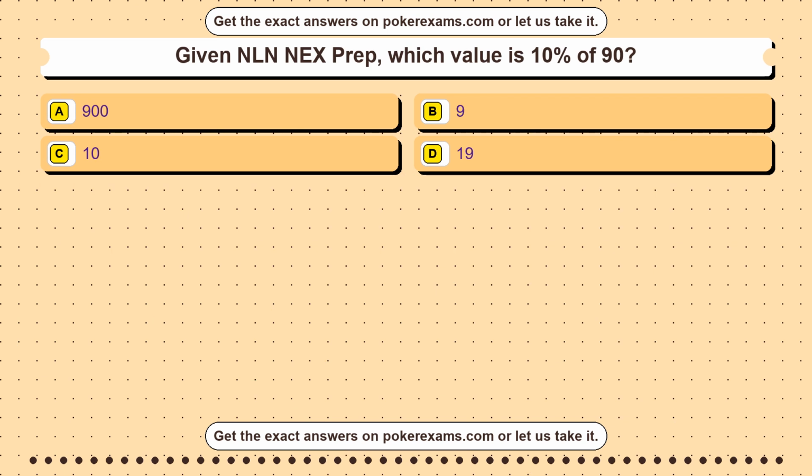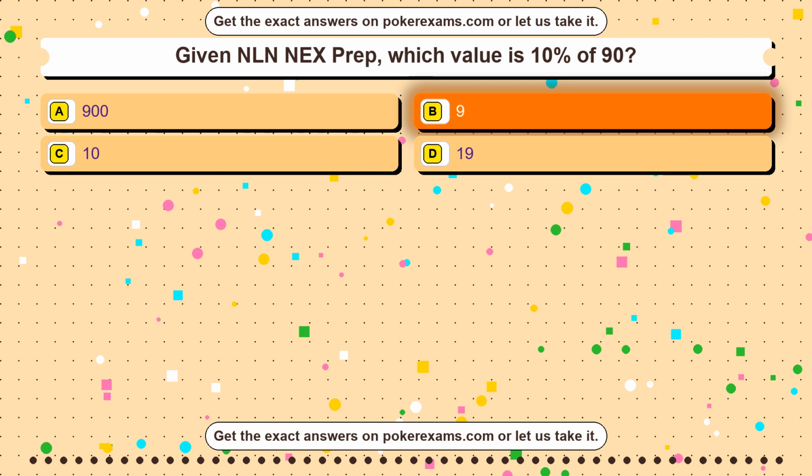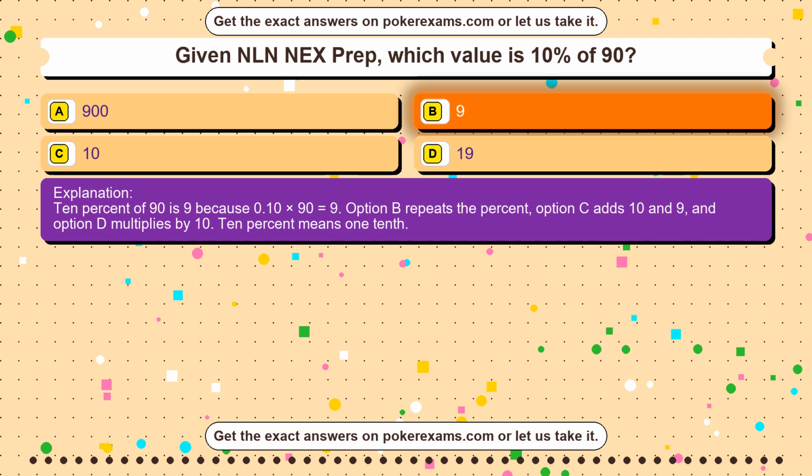Question 28. Given NLN NEX Prep, which value is 10% of 90? Option A 900. Option B 9. Option C 10. Option D 19. The correct answer is option B. 9. 10% of 90 is 9 because 0.10 times 90 equals 9. Option B repeats the percent, option C adds 10 and 9, and option D multiplies by 10. 10% means 1/10.